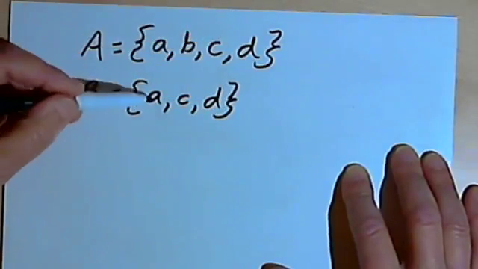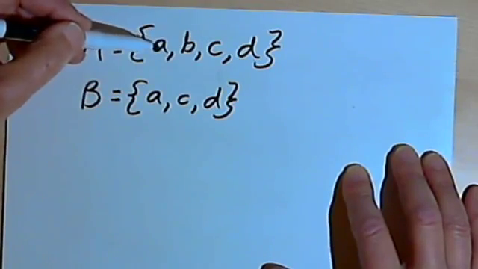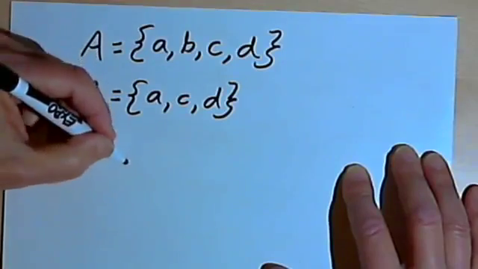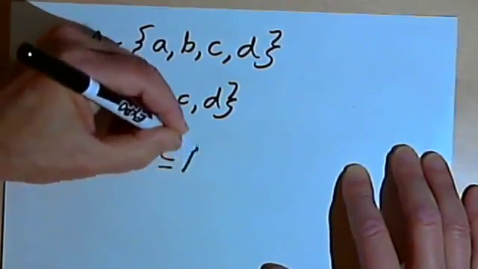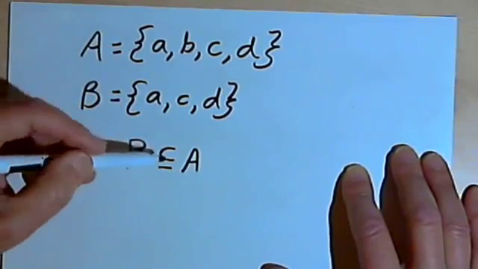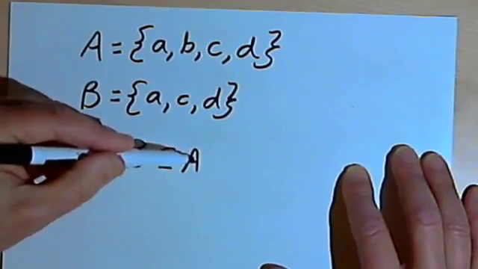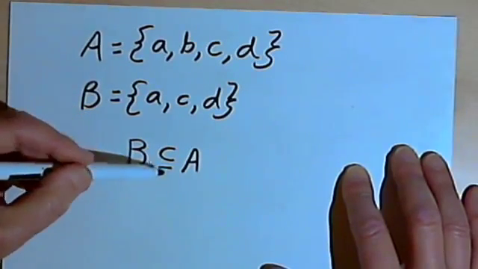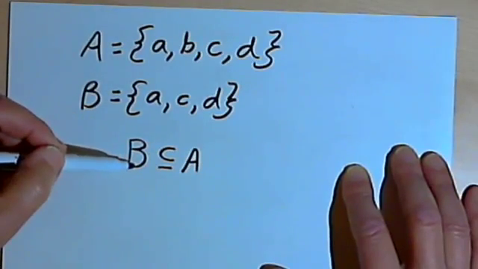Now, since all of the elements in B are also found in A, I can say that B is a subset of A. And I'll write that like this. B is a subset of A. And I'll use the subset symbol, which is like a sideways U facing towards the A, and a bar underneath it. Okay? The A, by the way, is called the superset. It's the superset of B.